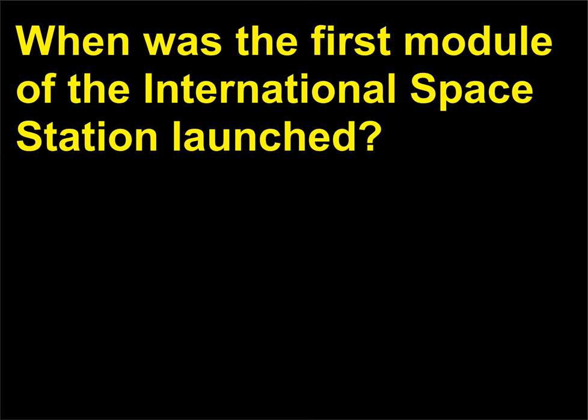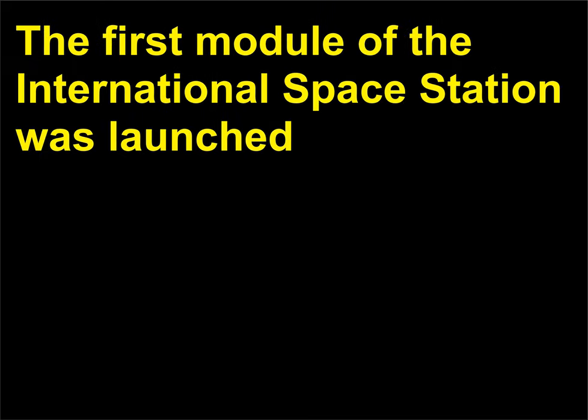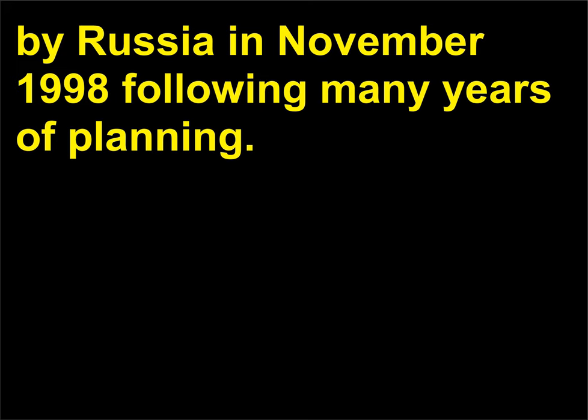When was the first module of the International Space Station launched? The first module of the International Space Station was launched by Russia in November 1998 following many years of planning.